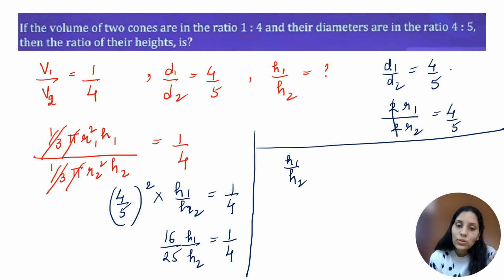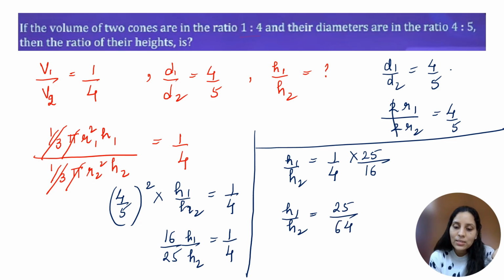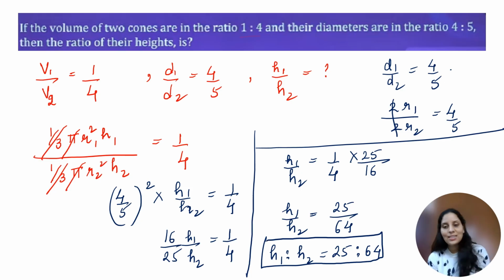Now 25 is dividing, other side it will multiply, and 16 is multiplying, other side it is dividing. So from this I get h1 by h2 is equal to 25 by 64. So hence h1 is to h2 is 25 is to 64. Yes, this is your final answer. Since if I write all the data that is given to me, it becomes easier for me to solve. So always write all the data that is given.